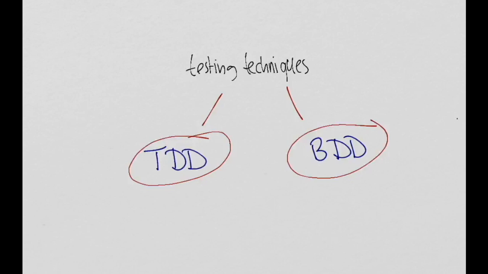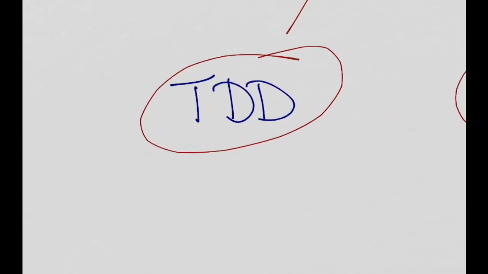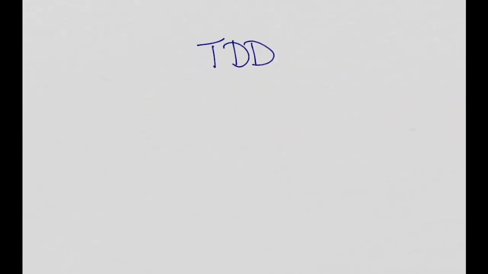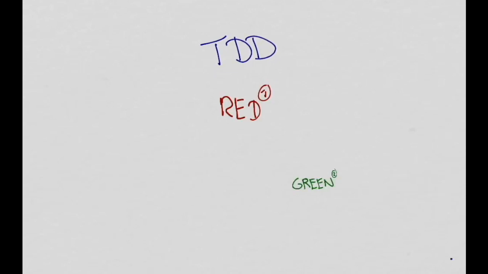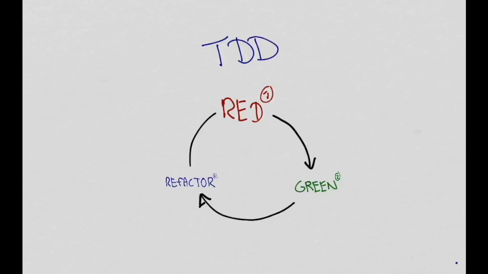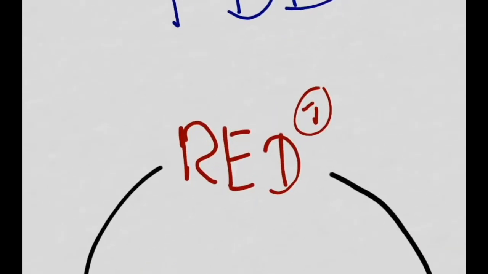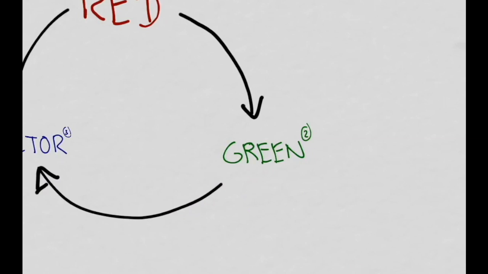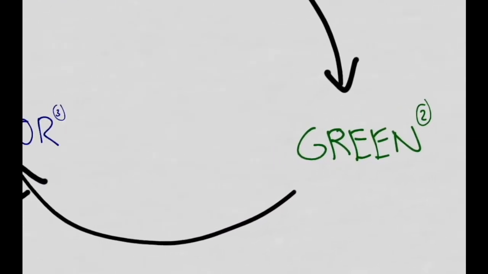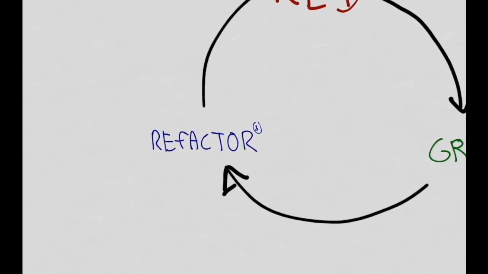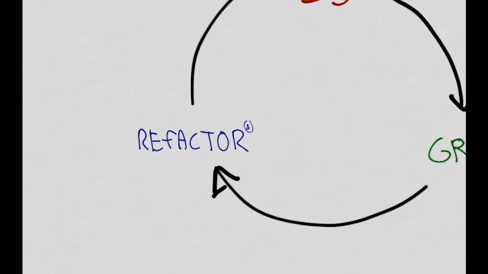There are generally 2 testing techniques, TDD and BDD. Both let you write tests first and then create the code. TDD has a cycle of 3 steps, also called red, green and refactor. First, you write a failing test. This is the red step of the cycle. Step 2 is when you make your code pass. This is the green step. Step 3 is to refactor the code to make it more robust. This is the refactor step.